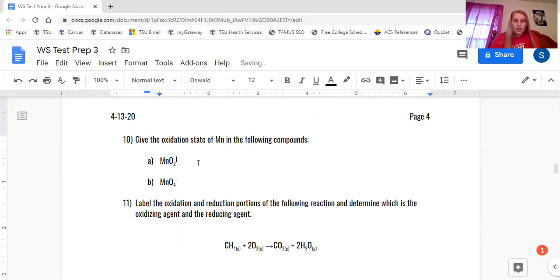And so we can use that to figure this out. The oxidation state of manganese, we're going to figure out what that equals. We have 2 oxygens at -2, so 2 times -2 is -4, and the overall charge is 0. So 0 is going to equal that, and we're going to switch the sign since the overall charge is 0. We'll make that 4.